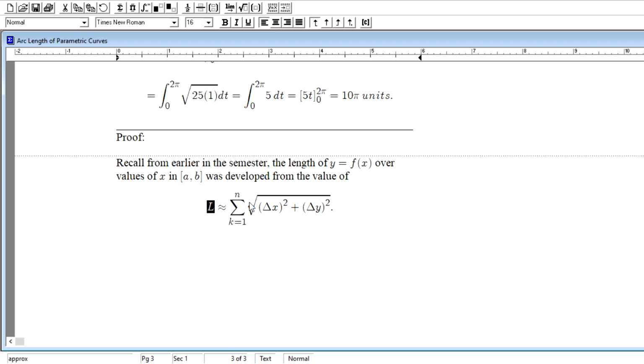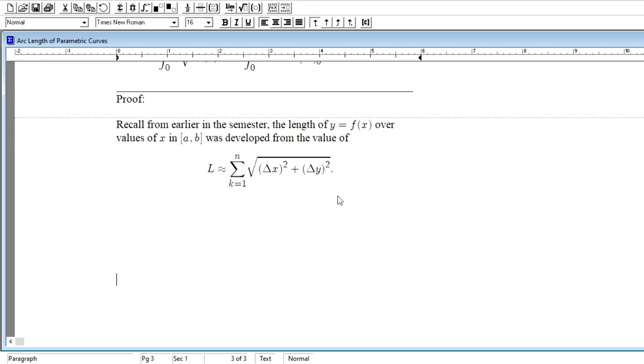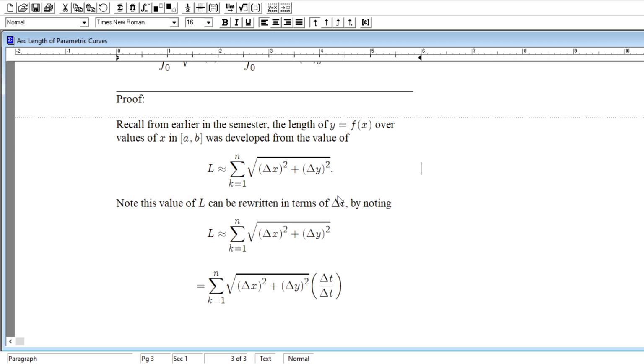All right? This is what we developed earlier in the semester for our approximation of L. Now what we can do here is bring delta t into this problem. How we get delta t into this problem, right? We take note that the argument above can be rewritten with a delta t if we just multiply that factor, this argument on the inside, this radical, by 1, right?